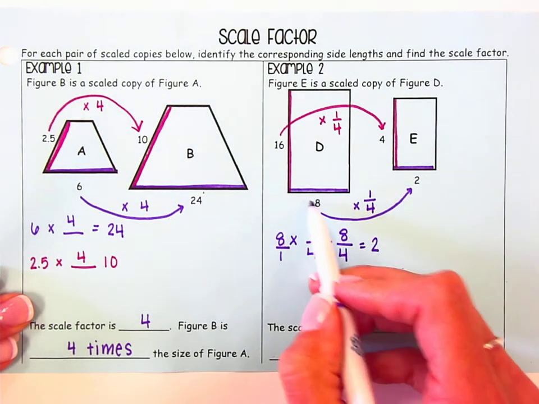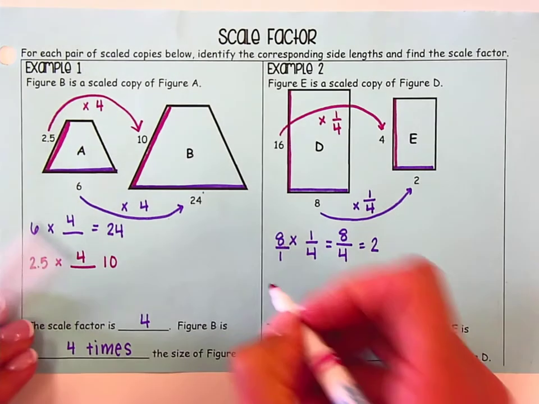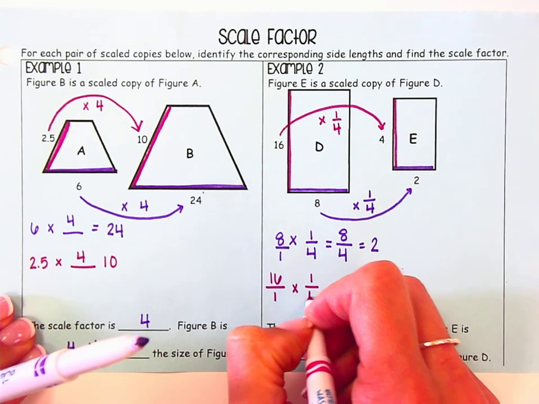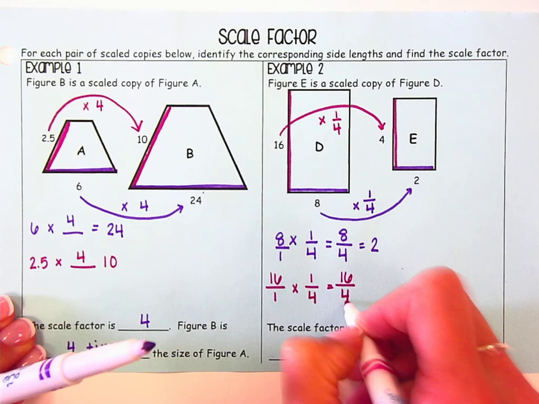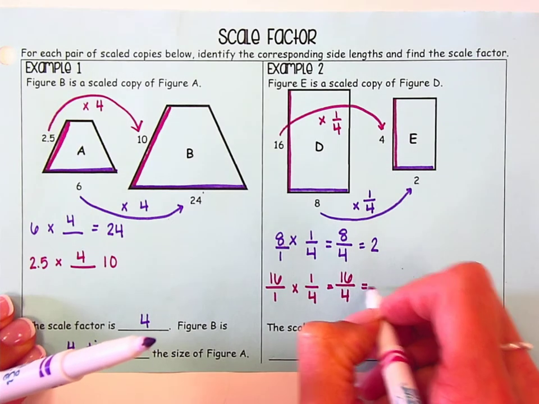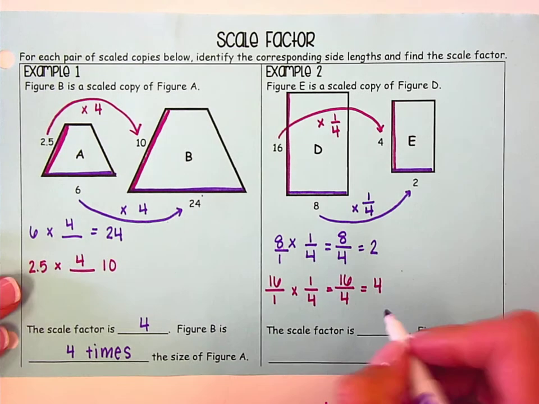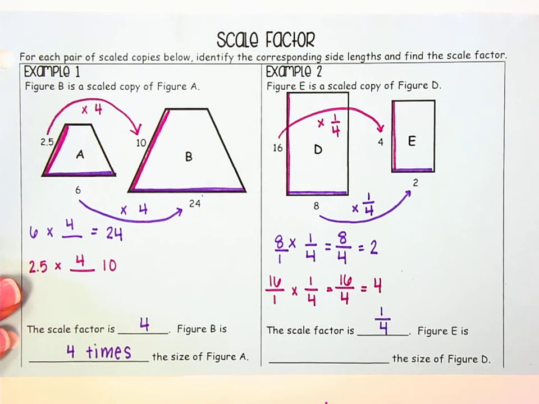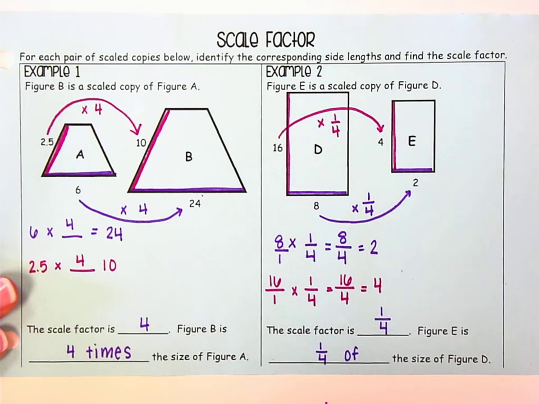And this proves multiplying by 1/4 will get us to our side length of 2. Same thing with 16 over 1 times 1 over 4. This is the same as 16 over 4, or 16 divided by 4, which gets us to that new side length of 4. So in this case, the scale factor is 1/4. And this means that figure E is 1/4 of the size of figure D.